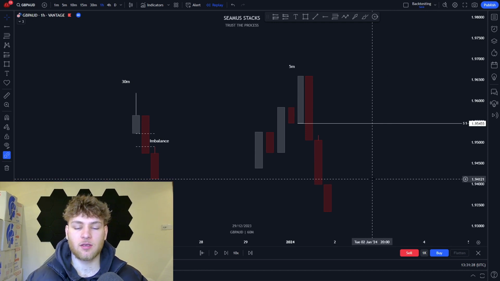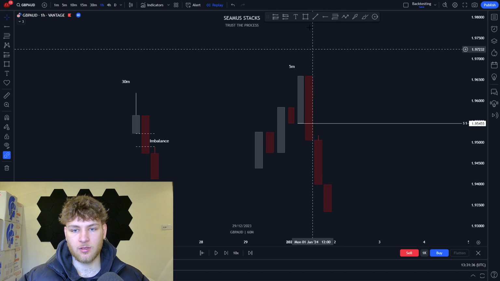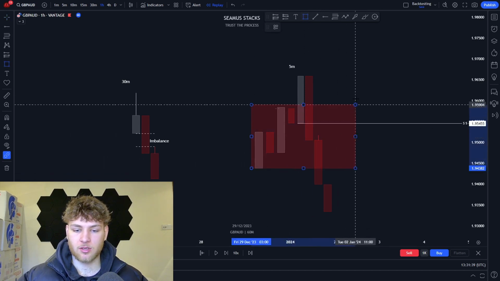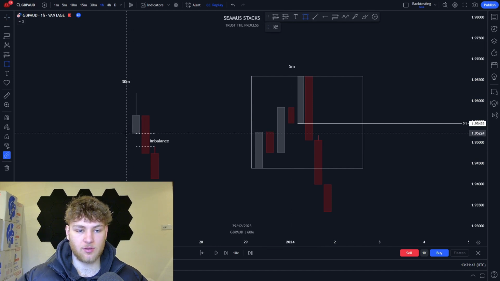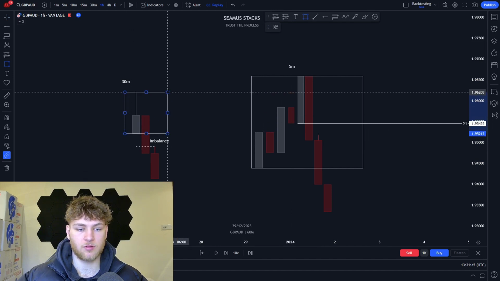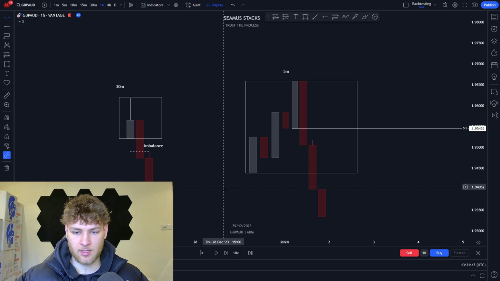If we can see an imbalance on the lower time frame, then we know that price will also draw towards that imbalance and fill us in on the lower time frame candle. So again, just to be clear, this box here is just this candle over here on the lower time frame. Hopefully that was clear to you guys.